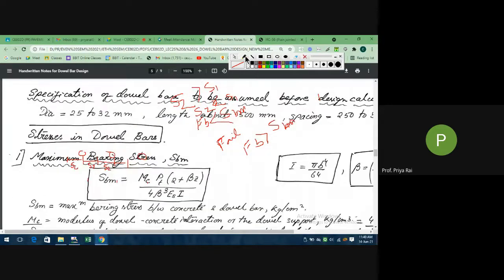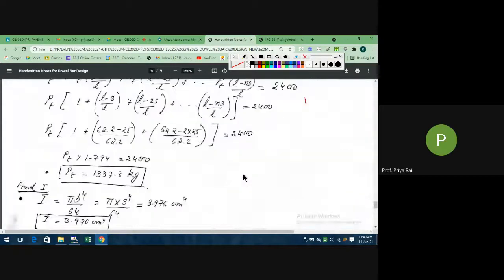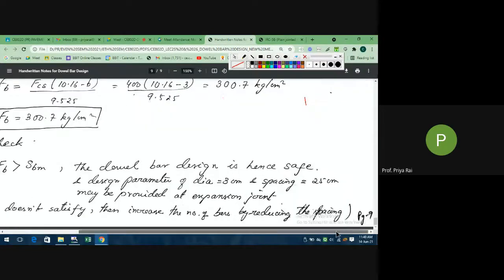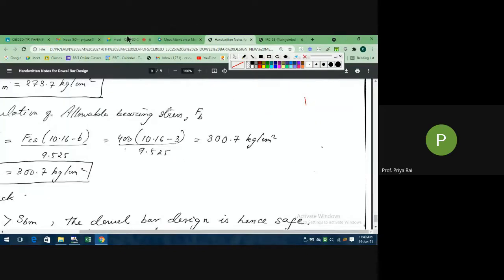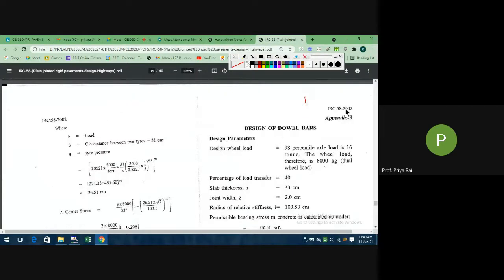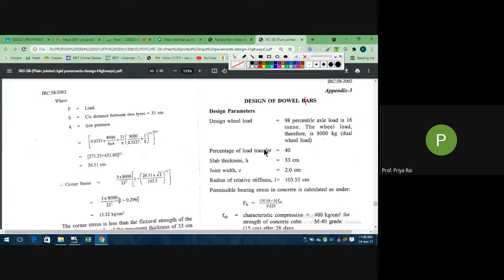Is it clear? Yes, ma'am. Okay, yes ma'am. That is what is written here at the end: if it doesn't happen, then increase the number of Dowell bars by reducing the spacing. I think it is clear now. You can go through IRC 58, last in Appendix 3. It gives the design of Dowell bar. This is the new method.